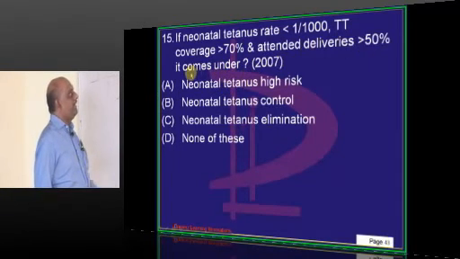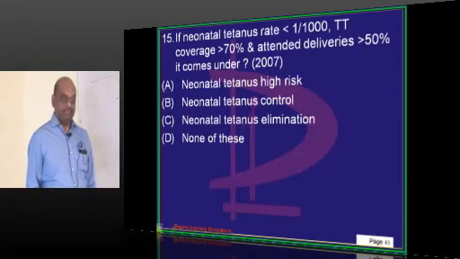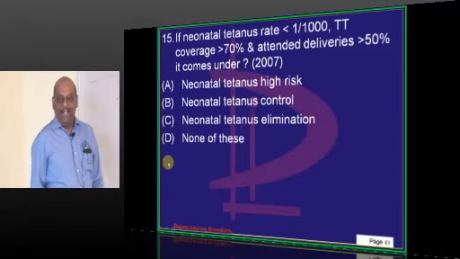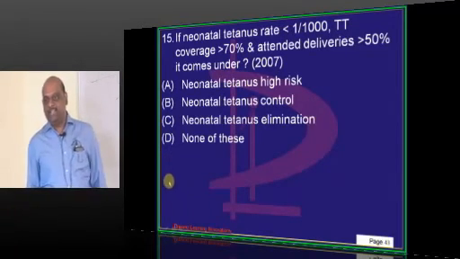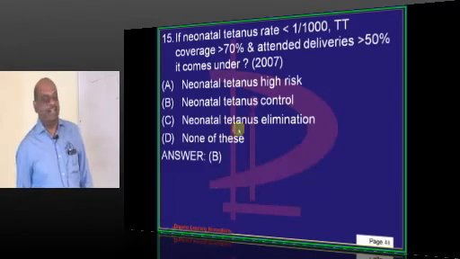Now, if neonatal tetanus is less than 1 per 1000, TT coverage more than 70%, and attended deliveries are more than 50%, what is that basically called? Like the QRS height in V6 and the S wave in V1 according to Sokolow-Lyon criteria, like that you should remember. With the same passion, neonatal tetanus elimination.